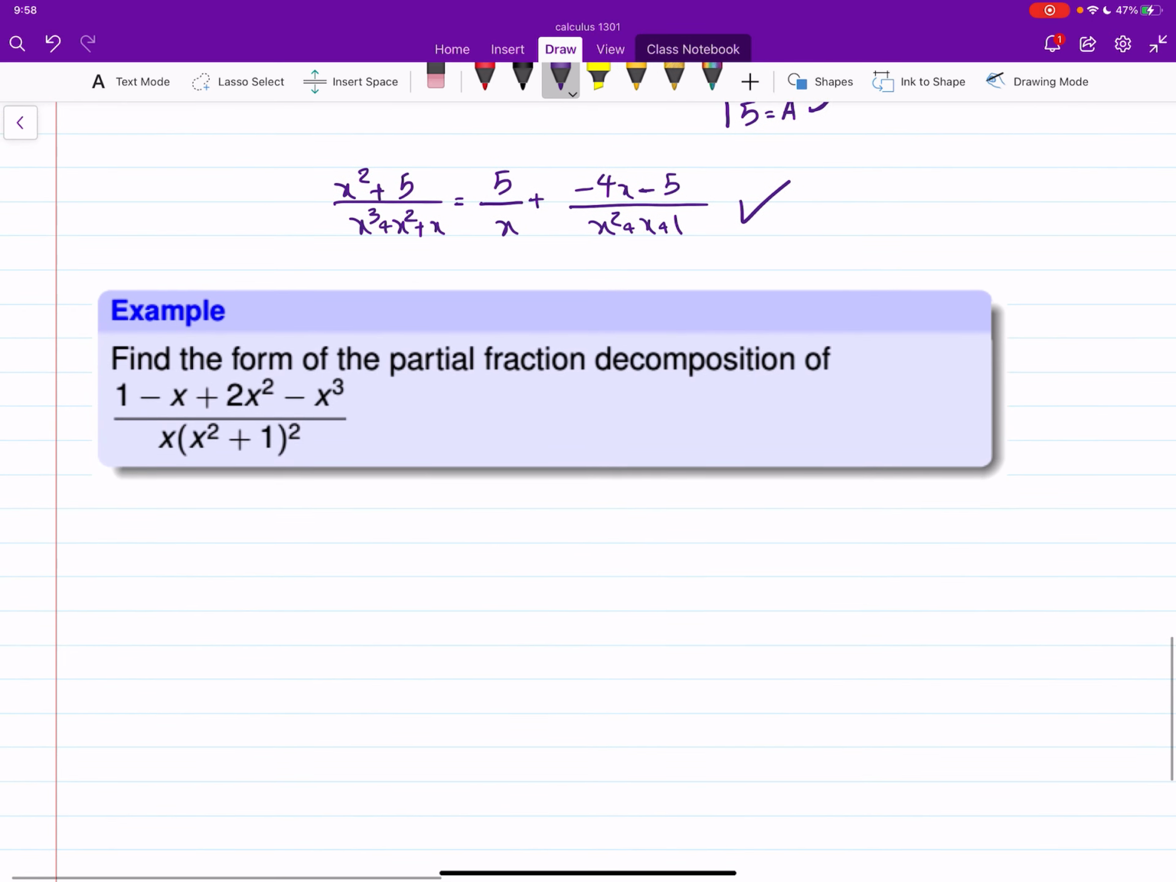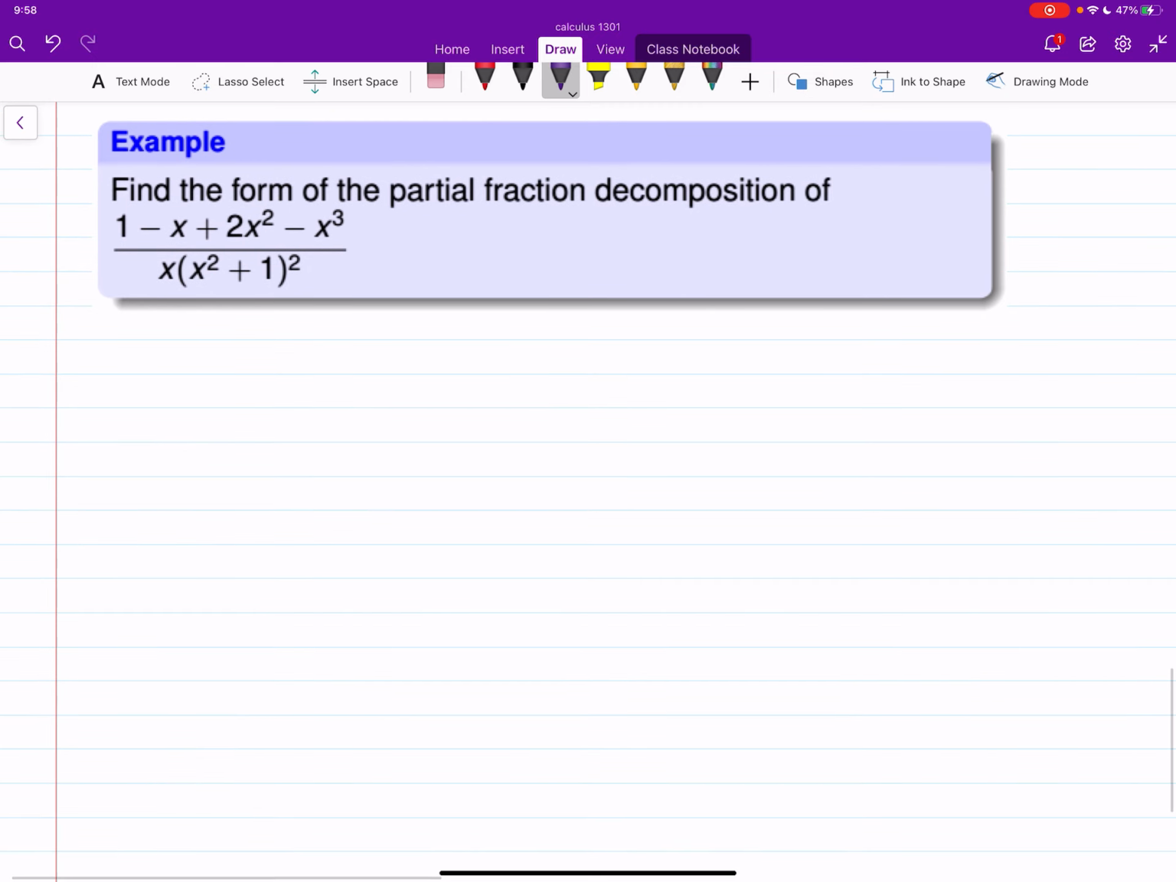Yes, so this time I have the denominator. This one I won't complete, I'll just write the denominator. The first thing to note here is that the degree of the numerator is 3, the degree of the denominator is 5. So we are good. The denominator is already factored. And we have one linear factor with power 1, and we have one quadratic factor with power 2.